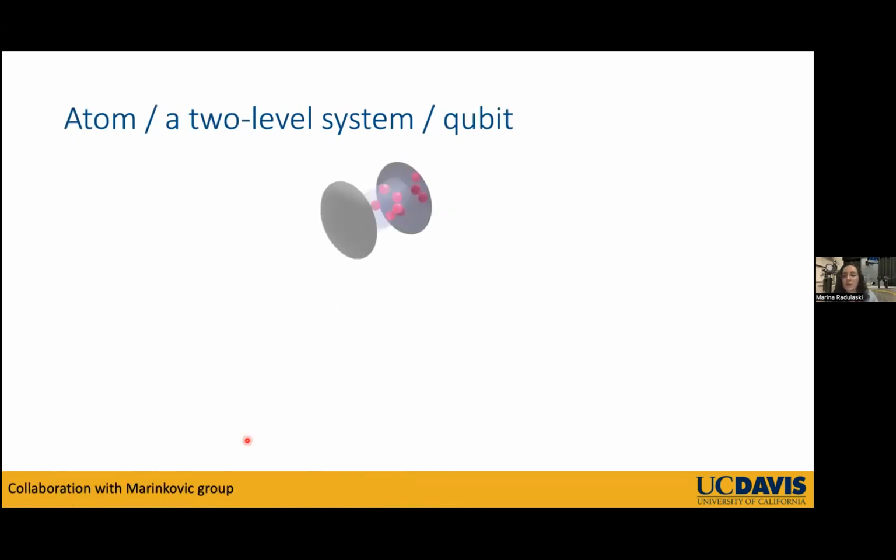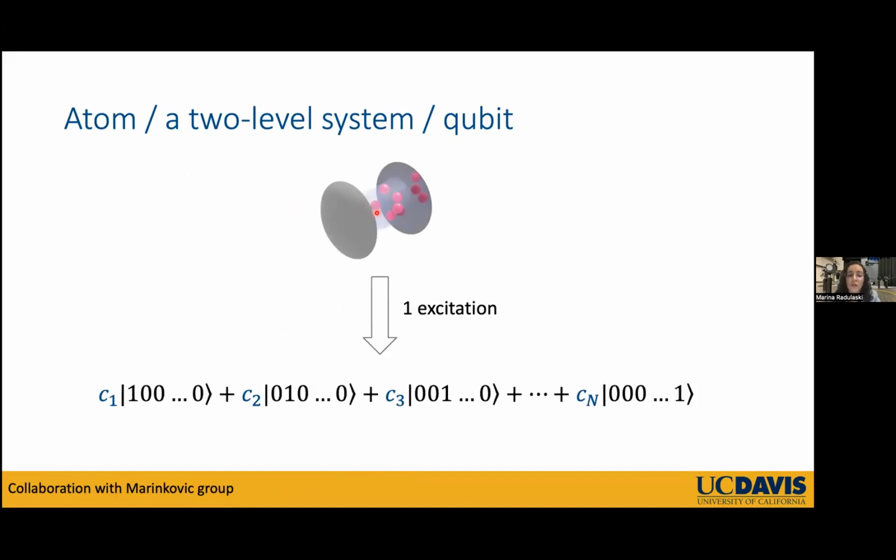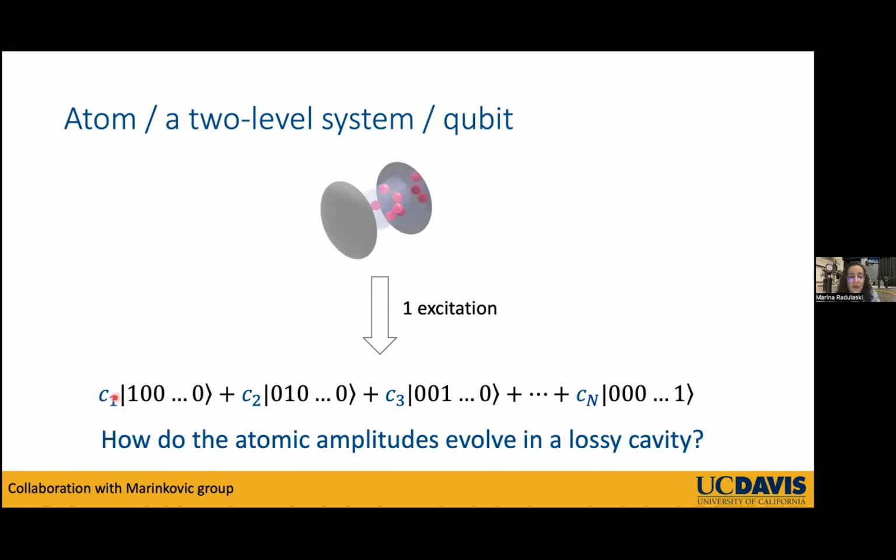So the first thing we started thinking about is there an intuitive mapping between the Tavis-Cummings model and a quantum circuit? And that is because atoms are two-level systems and qubits are two-level systems too. So if we just look at the atoms and we look at one excitation, it can be represented as a superposition of singly excited qubits in the system. And for us to study what happens in hardware, we want to see what is happening to these amplitudes that come with the individual singly excited states.